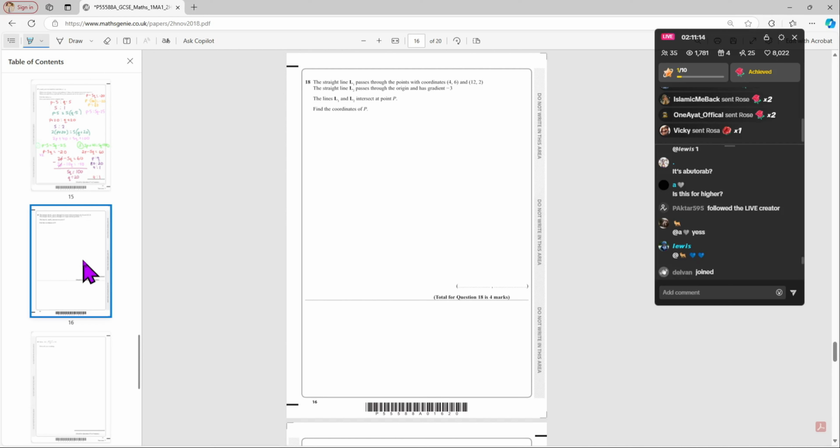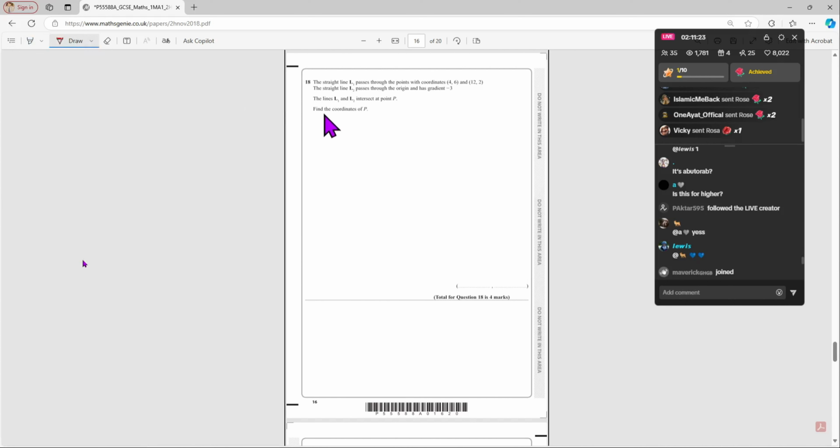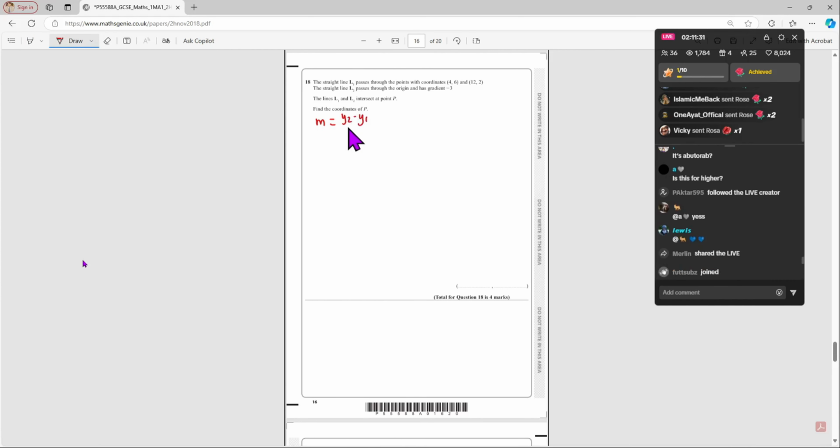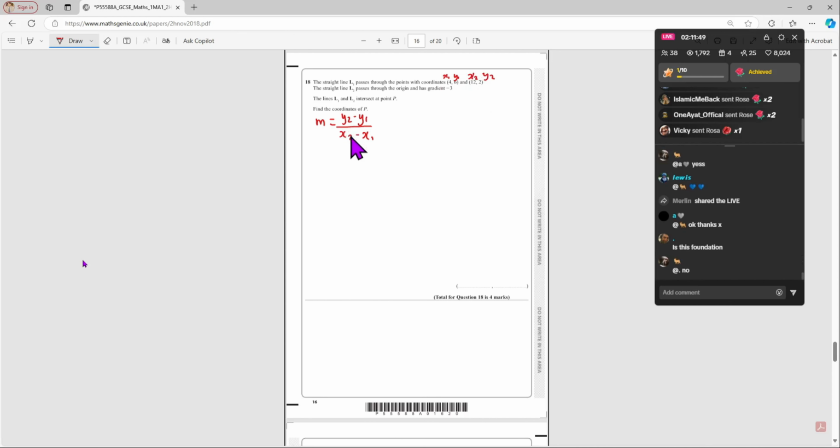So what we need to do is first of all find the gradient of our line 1. So we know that our formula for the gradient is the change in y divided by the change in x. So the gradient is equal to y2 minus y1 over x2 minus x1. That's going to be our formula. So we're going to use these coordinates to find the gradient. That's x1 over here, then y1, x2, and y2. Substitute it into our formula. We're going to have 2 minus 6 over 12 minus 4.